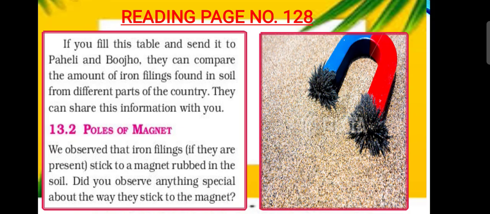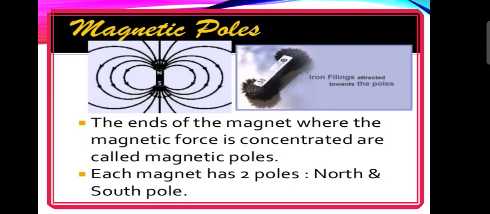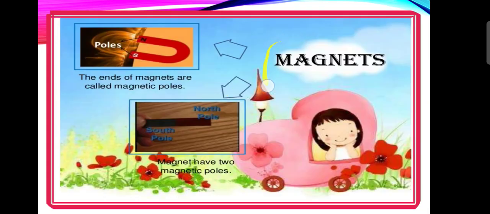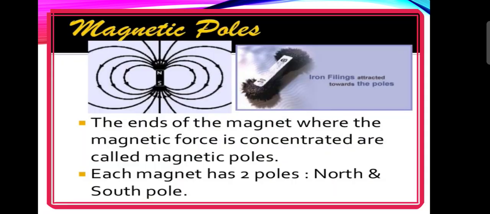Now we are coming towards another topic of the chapter, that is poles of a magnet. Children, when we observe iron filings, you will find that they are actually sticking at the two corners of the magnet. By this we can conclude that there are ends of the magnet where the magnetic force is concentrated, meaning very high. So at those corners, magnets attract more pieces. Such kind of places are called magnetic poles.